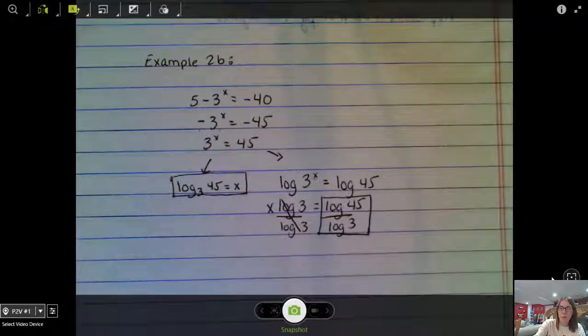Again, either way that you want to solve this is up to you. Hopefully you're starting to get a better idea of what you like better.